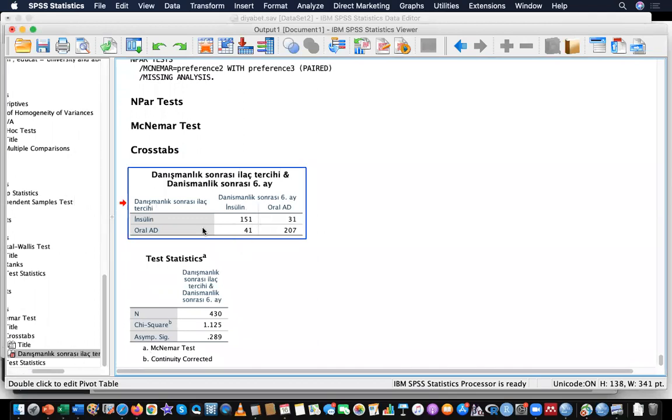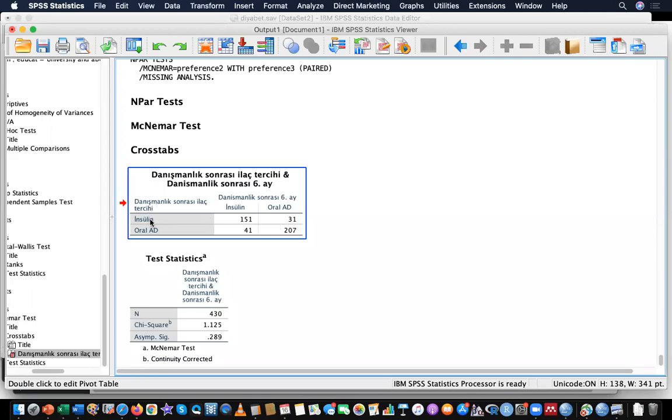That's a very simple outcome here, you see. Insulin after the education, oral antidiabetic after the education; insulin before the education, oral antidiabetic before the education. As you can see, 51 patients were using insulin before the education, and they didn't change. They continued to use insulin after the education.